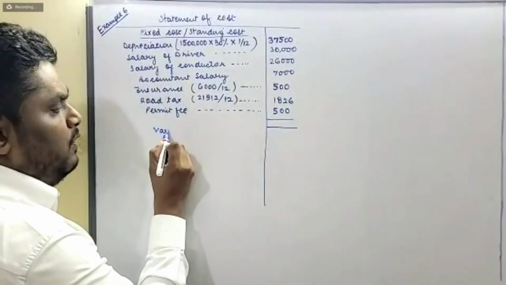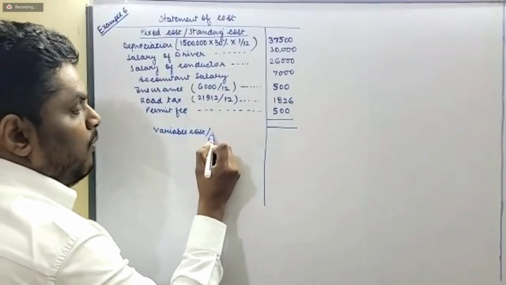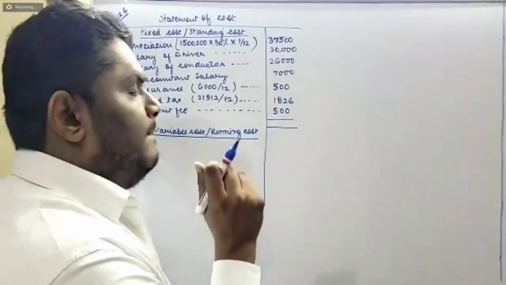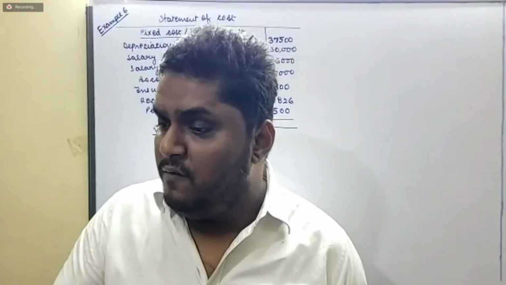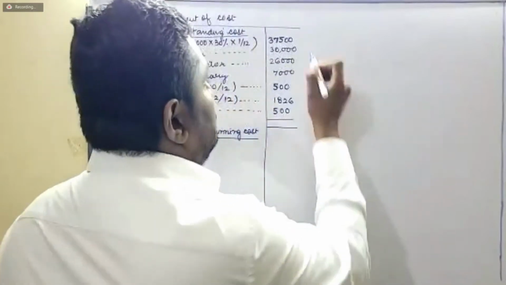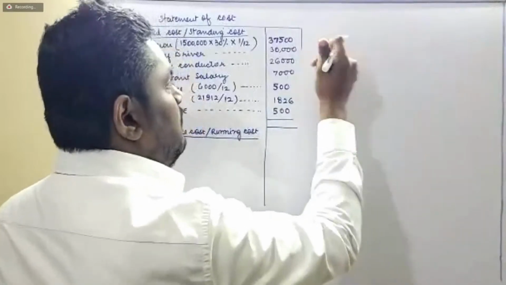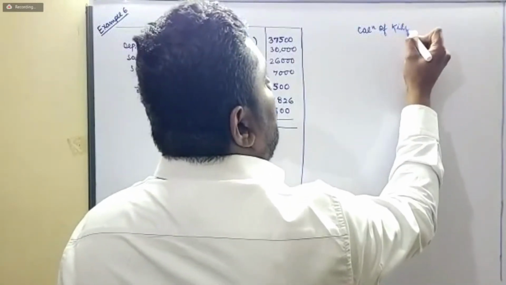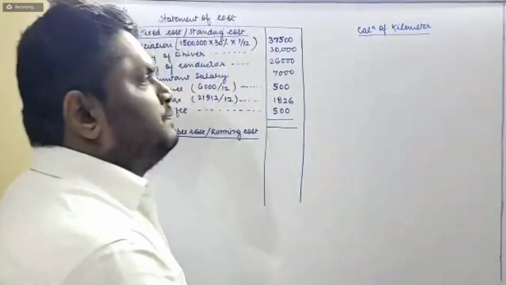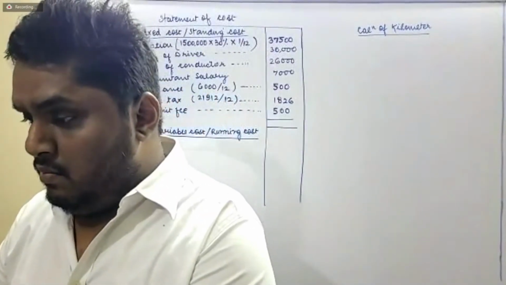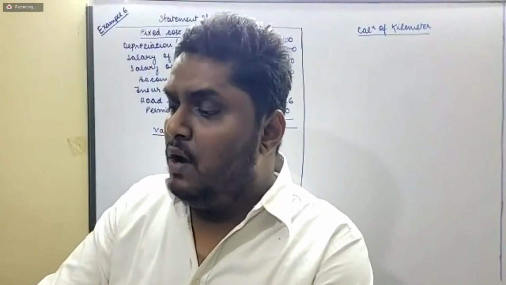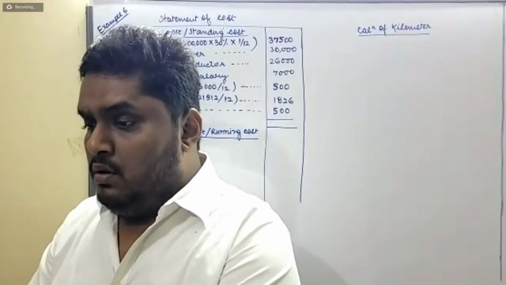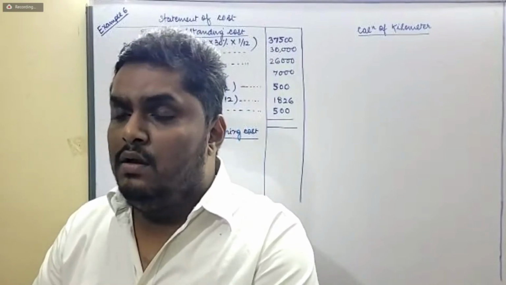Now we'll start with variable cost or running cost. So now herein first, for the purpose of diesel, we have to calculate the number of kilometers traveled. So calculation of kilometer. Can anyone tell me how many kilometers are traveled? Waiting for your answers. You guys have to calculate the total kilometers the bus has traveled.